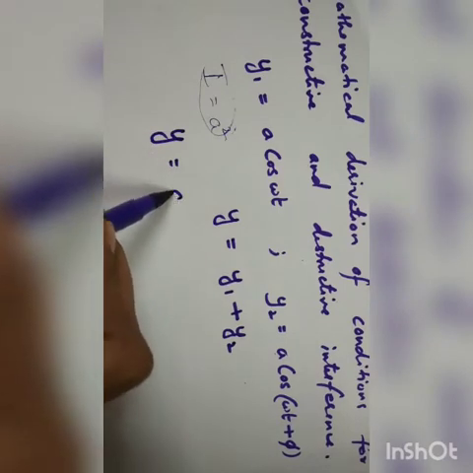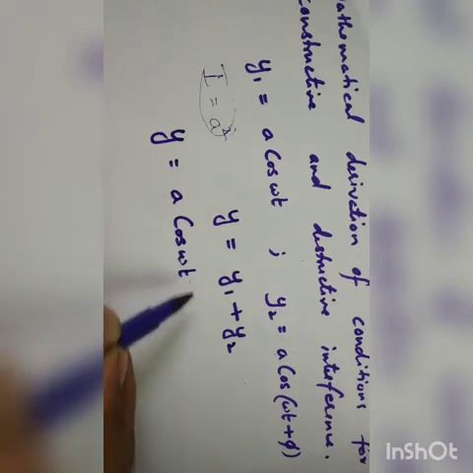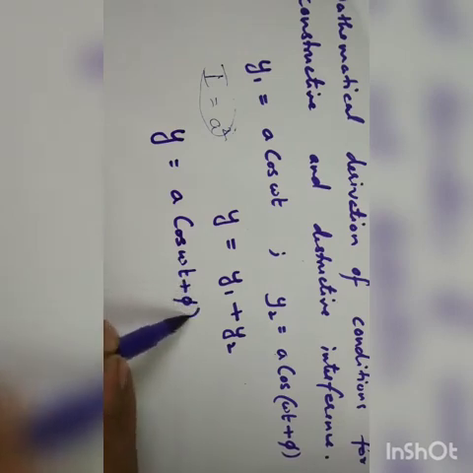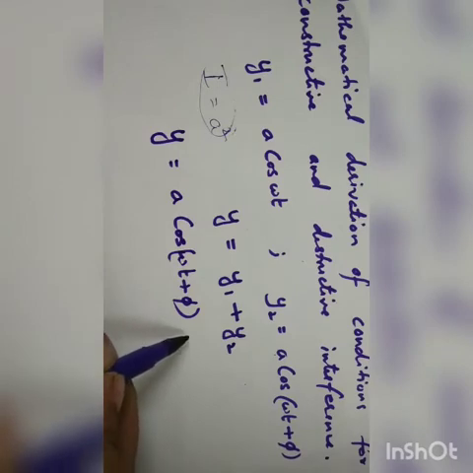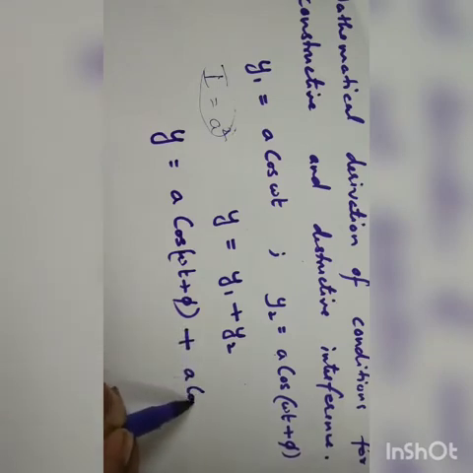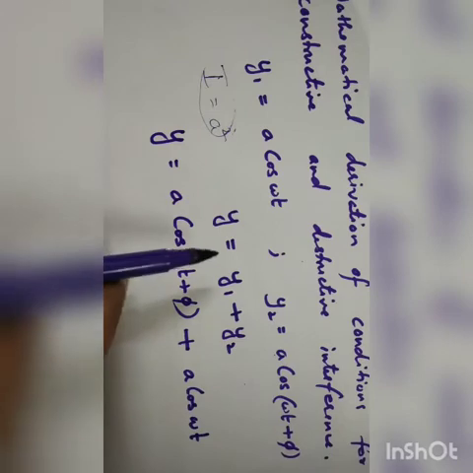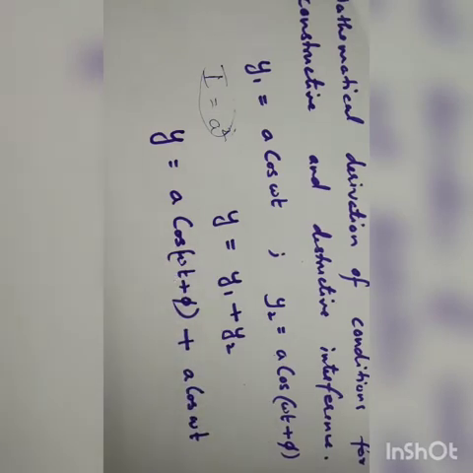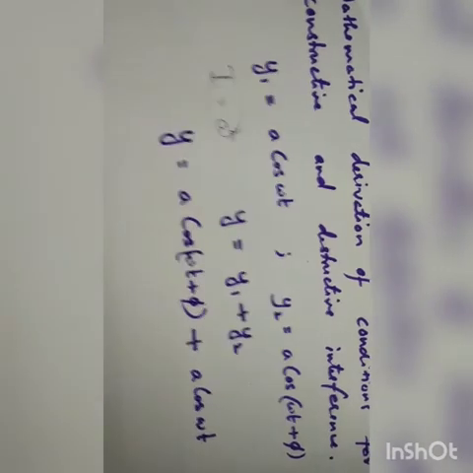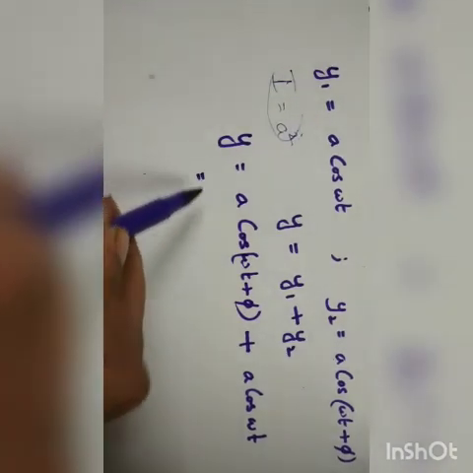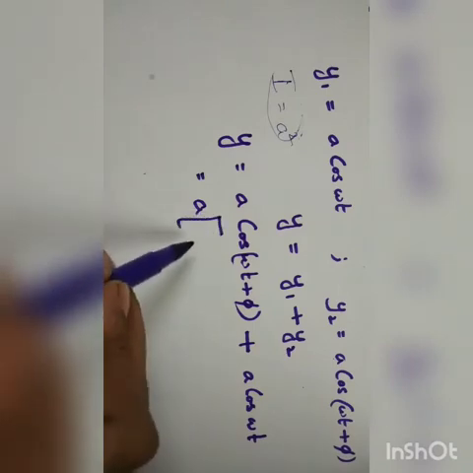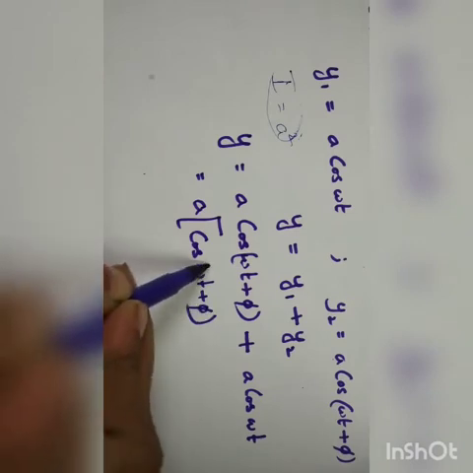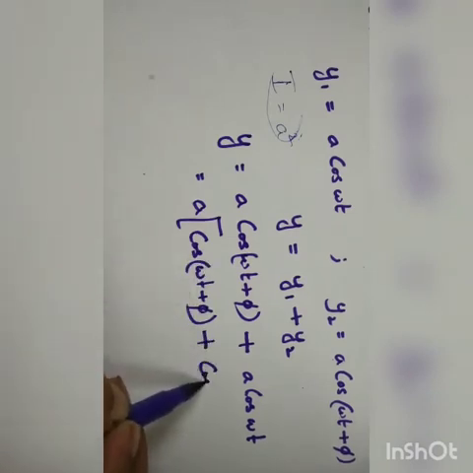y equals a cos omega t. Take the first wave as cos omega t plus 5, and the other one as plus a cos omega t. y1 is this one, y2 is this one. We are going to add both. What is common here? The amplitude a is common here, and inside the bracket cos omega t plus 5 plus cos omega t.